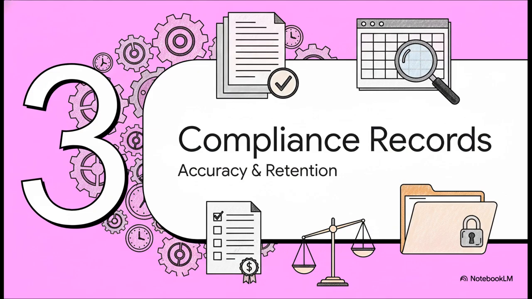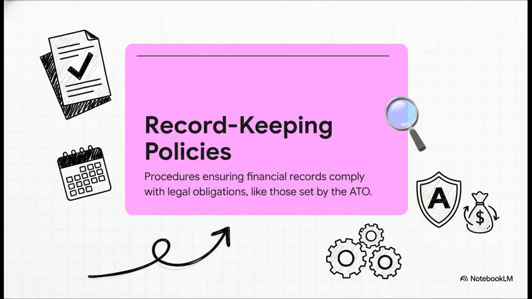This leads directly into our third section, which is all about the ongoing discipline required to maintain accurate compliance records for the long term. At the heart of good record management are your organization's record-keeping policies. As the source guide defines them, these are the formal procedures that ensure your financial records meet all legal and regulatory obligations, particularly those set by the ATO. Their purpose is to standardize the approach and guarantee compliance.